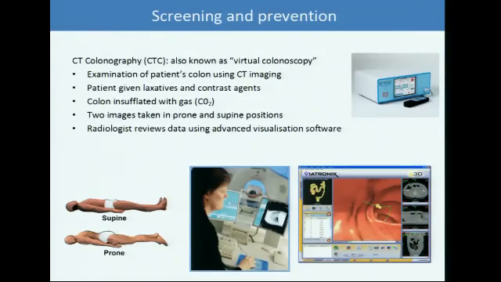So at MedicSite, we're very interested in CT colonography. This is an examination of the patient's colon using CT images. The patient is also given laxatives to clear the colon out, and contrast agents as well to opacify any solid or liquid remains. The colon is insufflated with gas, and in fact, at MedicSite, we have an insufflator product that we sell. And 2 images are taken of the patient in supine and prone position while they're in the CT scanner. The radiologist then reviews the data using advanced visualization software to try to detect any of these polyps.